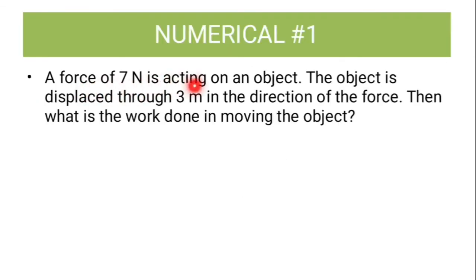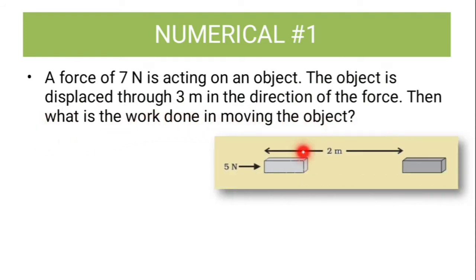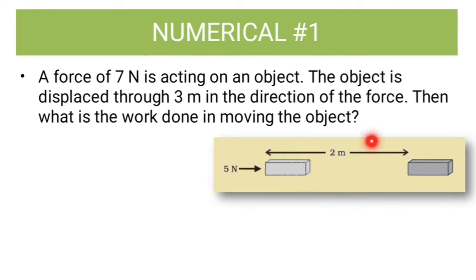Let us see a numerical. A force of 7 Newton is acting on an object. The object is displaced through 3 meters in the direction of the force. Then what is the work done on the moving object? Suppose this is the object, okay, you are applying a force of 7 newtons and there is a displacement of 3 meters. Don't focus on these numbers, okay, because I have changed the numbers purposely.